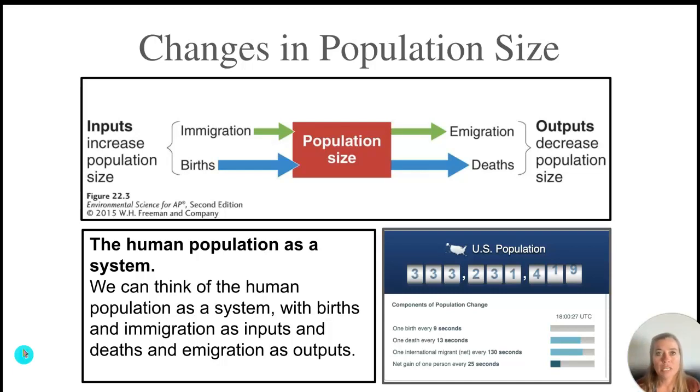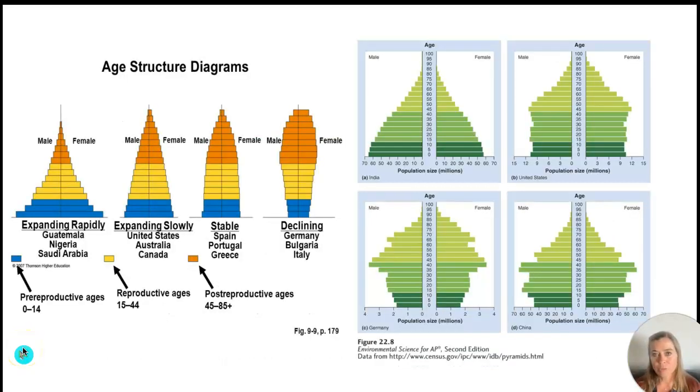Oftentimes we do use things like total fertility and other parameters to describe human populations that we don't typically use in animal populations. Oftentimes human populations will be described by age structure diagrams. You will need to know these for the AP exam. If you see an age structure diagram that is deeply pyramided, in that case, you have a lot of young offspring that are moving into the reproductive age, and a lot of individuals who are in the reproductive age, much more so than are in the retirement age.